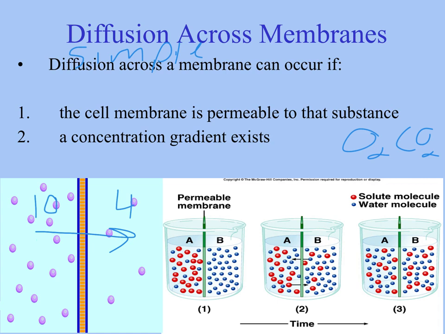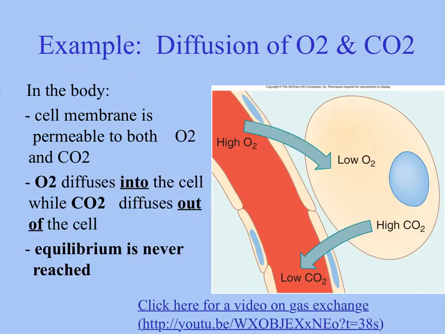And as a reminder, this is going to happen until there's an equal amount of solute on both sides of the membrane, and we call that diffusional equilibrium. This slide is an example of simple diffusion across membranes using oxygen and carbon dioxide as examples. And remember, those are two that can go right across the membrane. All they need is a concentration gradient because the membrane is already permeable to those substances.